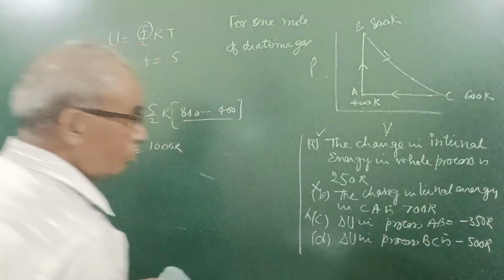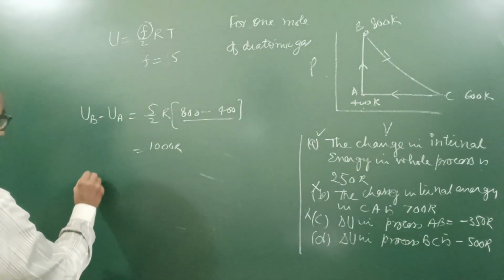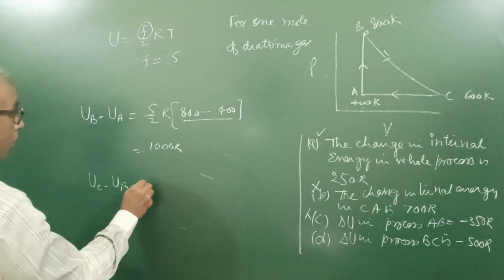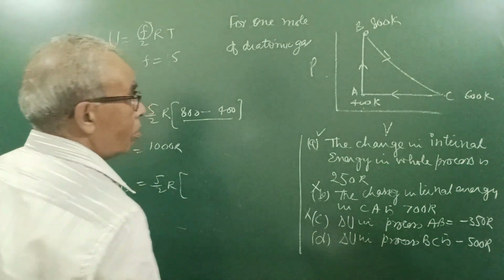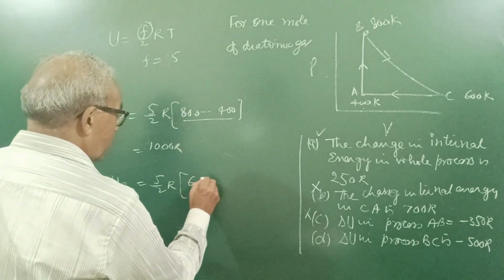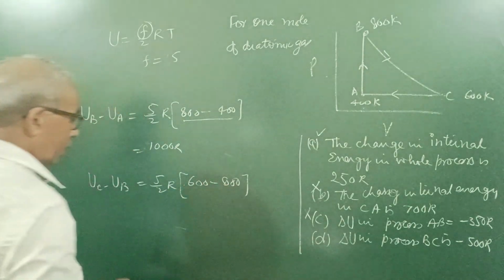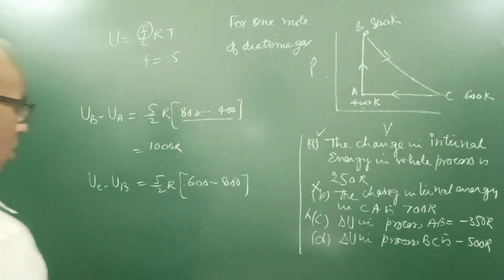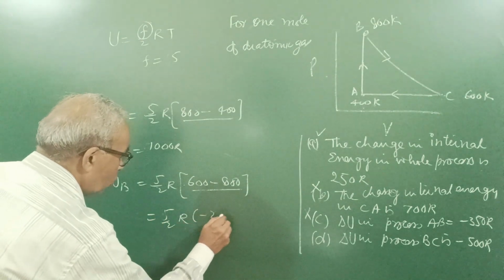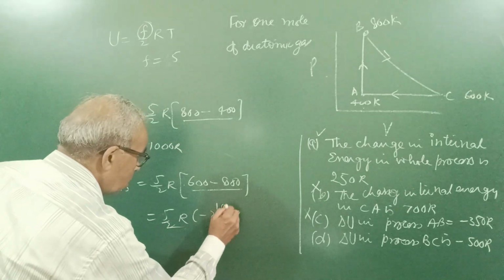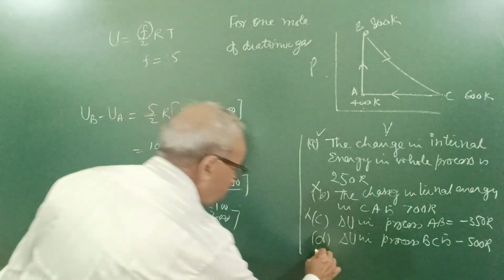In process B to C, that is UC minus UB equal to 5 by 2 R into 600 minus 800. No, sorry, minus 200. 5 by 2 R into minus 200 is minus 500 R. So this is correct only.